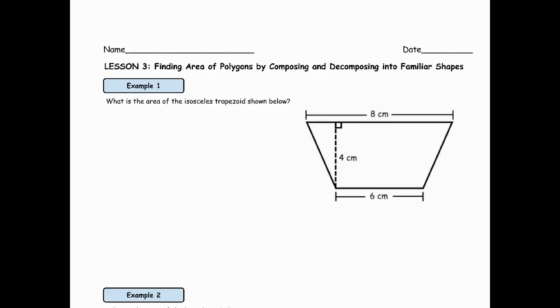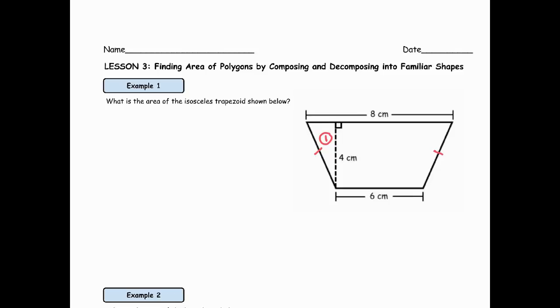So similar to an isosceles triangle, an isosceles trapezoid, 2 of the sides are congruent, which means they have the same length. And in this case, that would be this side right here and this side right here. Now we can also identify within this trapezoid a shape that we're familiar with, this triangle right here, and we're going to call that triangle 1.